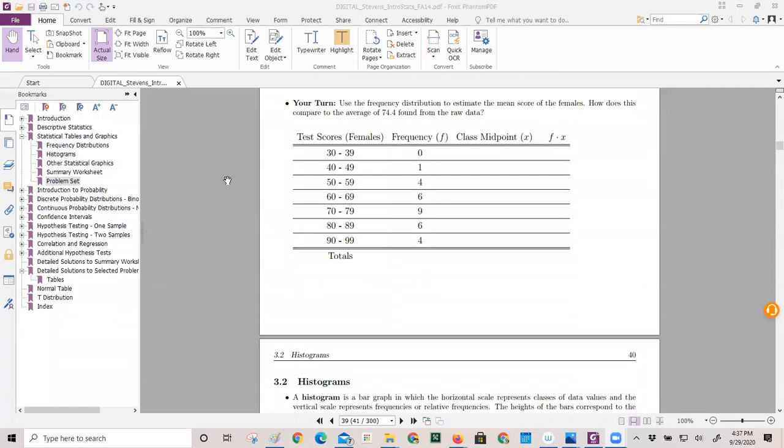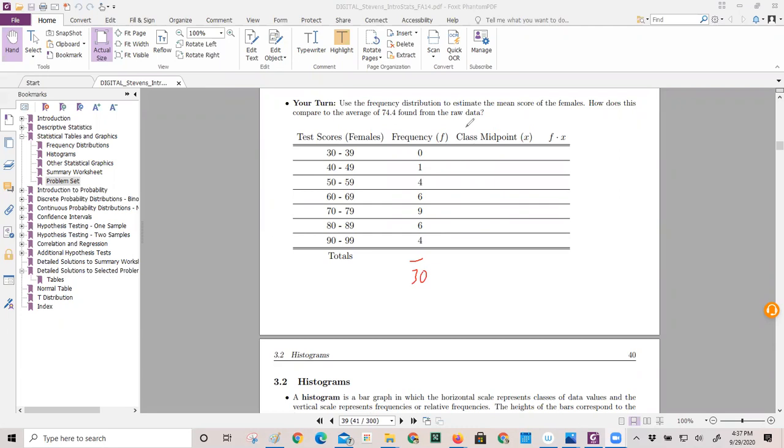So when I add this up, I get a total of what? Let's do it this way: 10, 20, 30. So there are 30 people in the group on this chart that this represents.